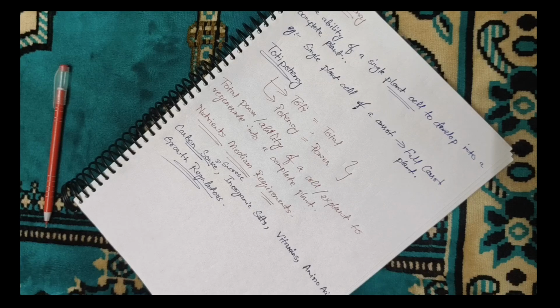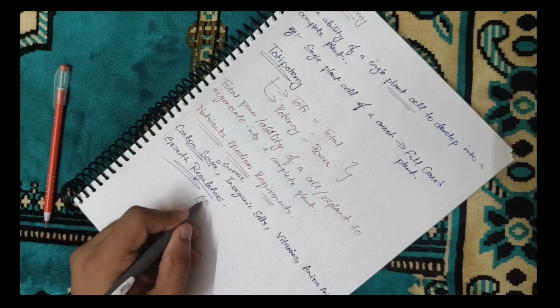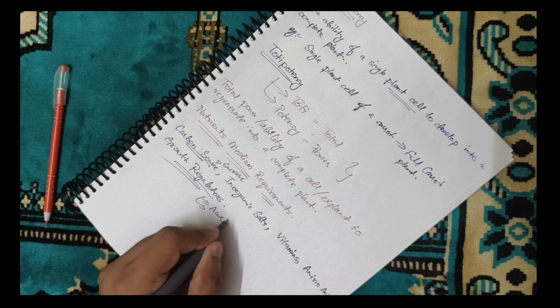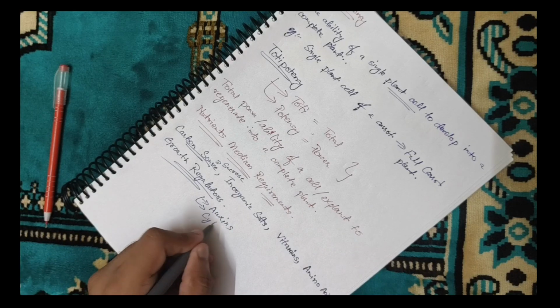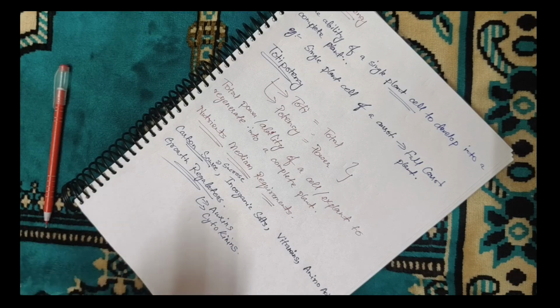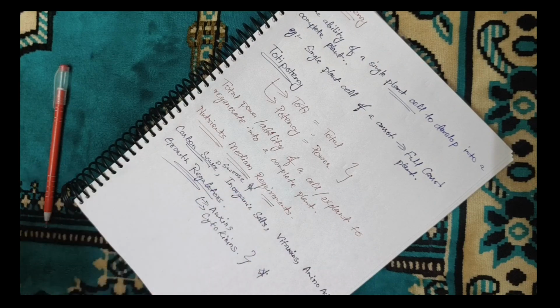For growth regulators, the two mostly mentioned in the NCERT are auxins and cytokinins. Remember these names. This is very important actually. It is mentioned in the NCERT.